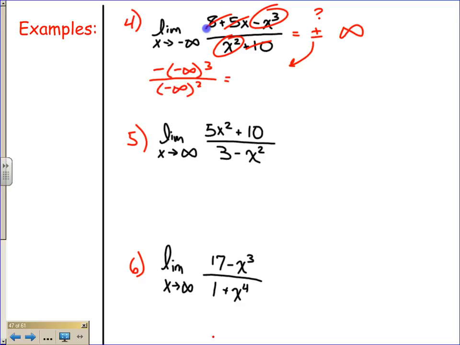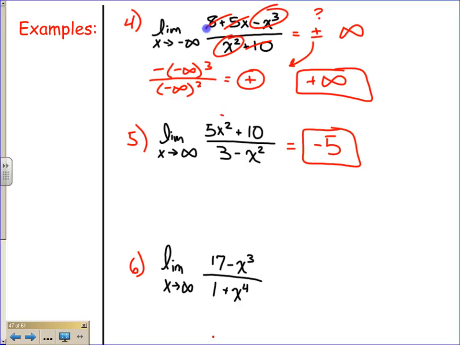What do you guys get as a sign of the infinity on the first one? Positive. A negative cube times a negative over a negative times a negative. Careful. Number 5, what'd you guys get? Negative. Yep. Not a positive, because it's minus x squared. So it's going to be 5 over negative 1. You could try to plug in to test your signs. They'll still be a positive over a negative. And then number 6, what'd you guys get? 0. Because who won? The bottom.